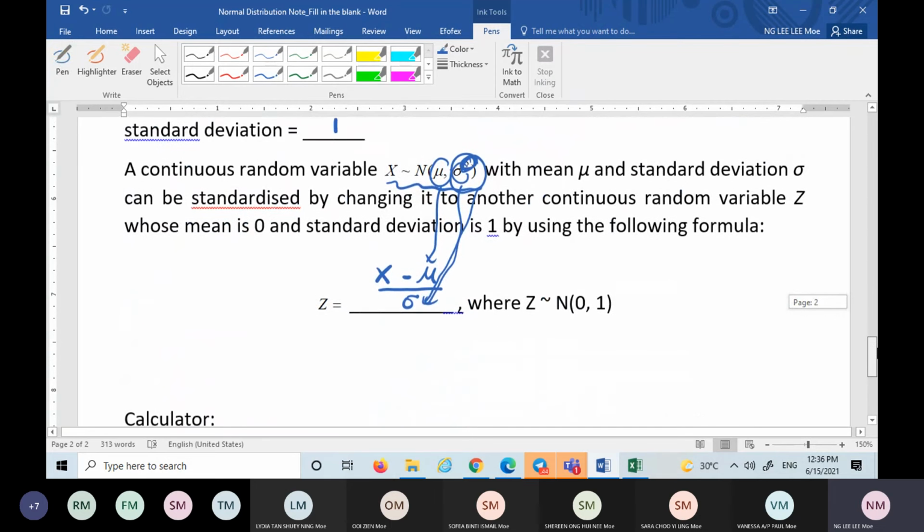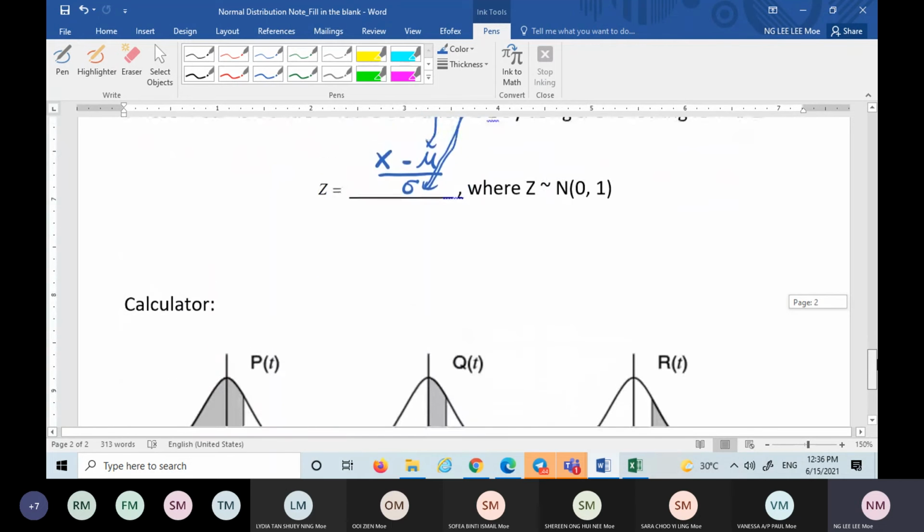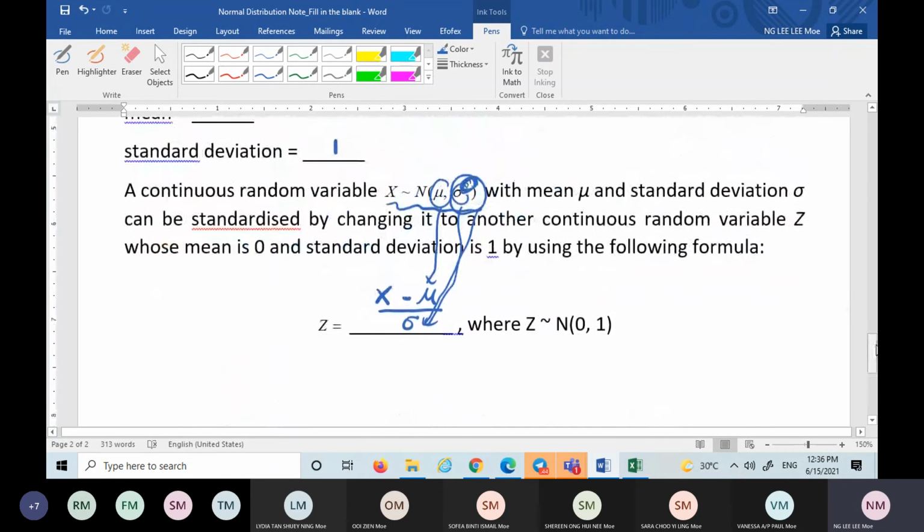Then the last part, for the calculator, is next lesson. This one I will explain to you then. So this part is done.